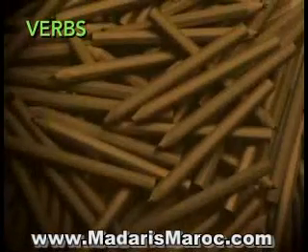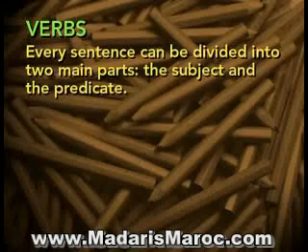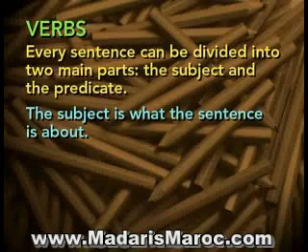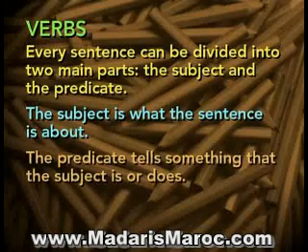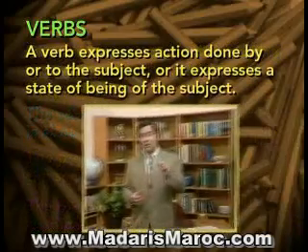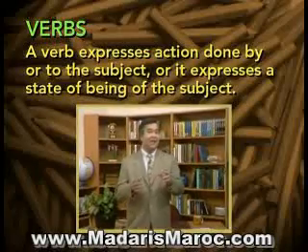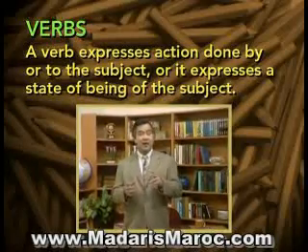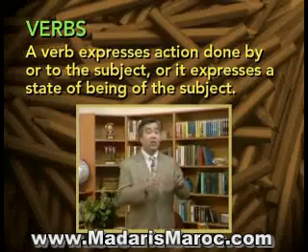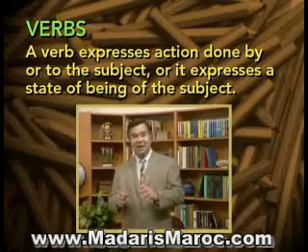Let's begin with verbs. As you recall, every sentence in English can be divided into 2 main parts: the subject and the predicate. The subject is what the sentence is about. The predicate tells something that the subject is or does. And within the predicate, the single most important word is the verb. A verb expresses action done by or to the subject, or it expresses a state of being of the subject. As you can see, the verb is always closely related to the subject. It tells either what the subject is or what the subject does.